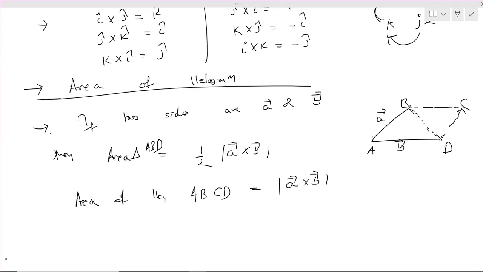Done. And remember, you have to know the adjacent sides. Done, sir. Okay. So this is all covered in CBSE also.